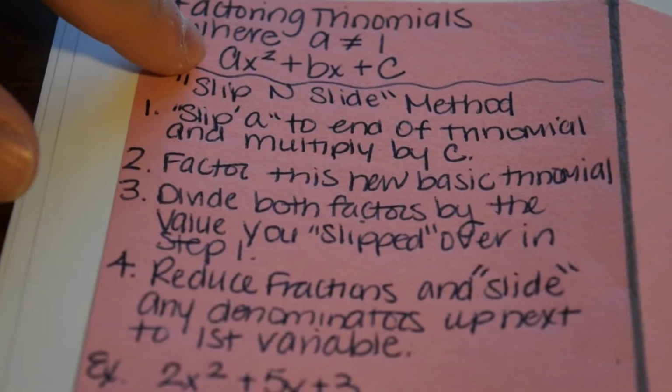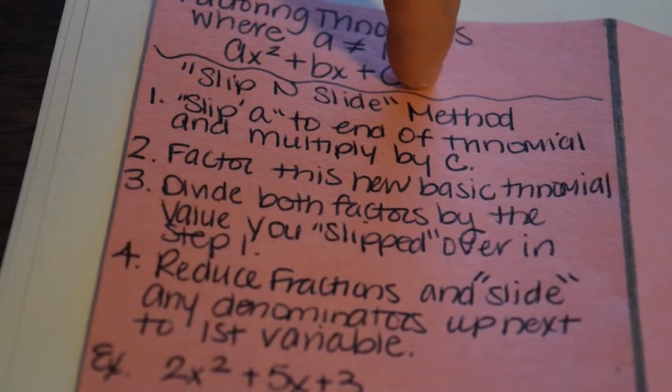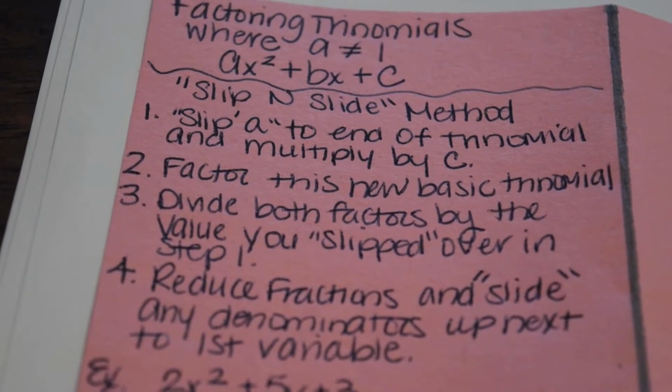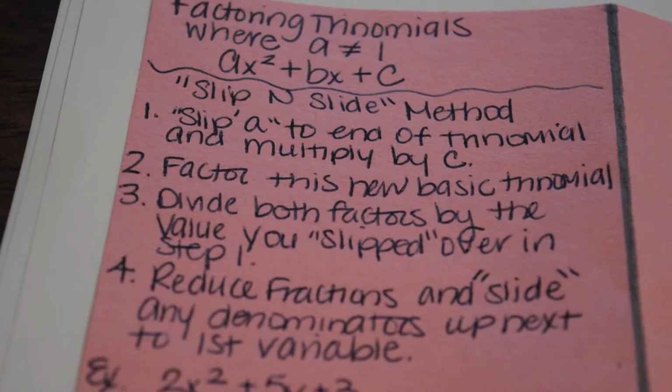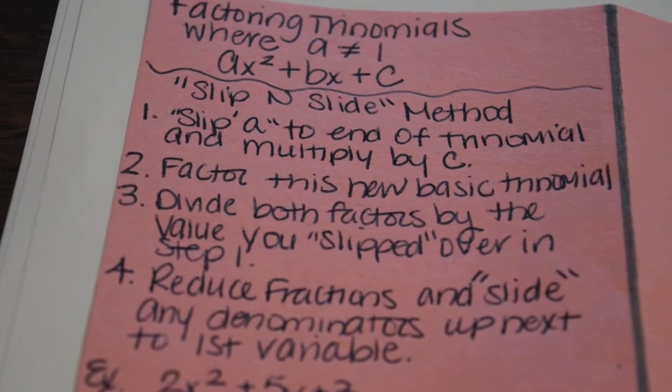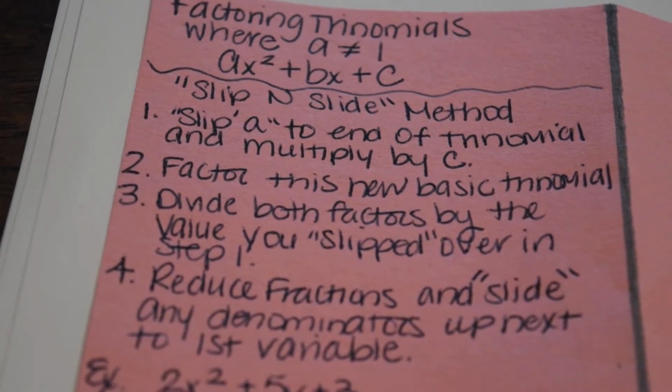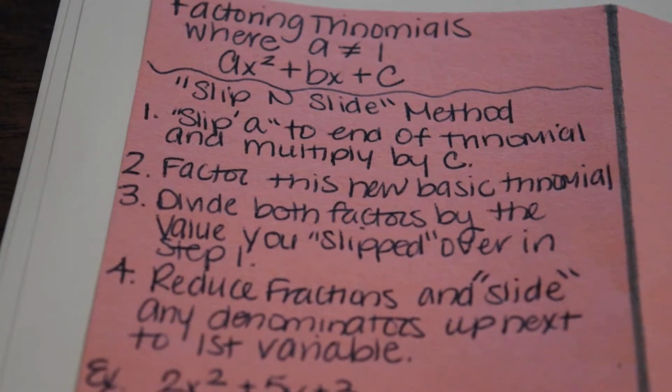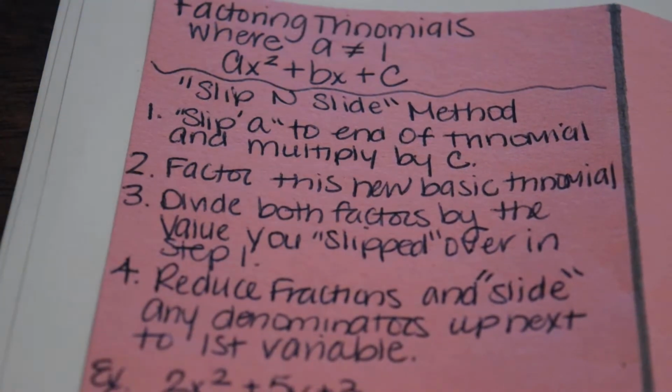So the first step is to slip the a coefficient to the end of the trinomial and multiply it by c. Next, you're going to factor this new basic trinomial as you've been practicing so far. Then you're going to divide your factors by the value you slipped over in step 1. So you're going to divide whatever the c term is in the new basic trinomial. And then you're going to reduce your fractions and slide any denominators up next to the first variable.